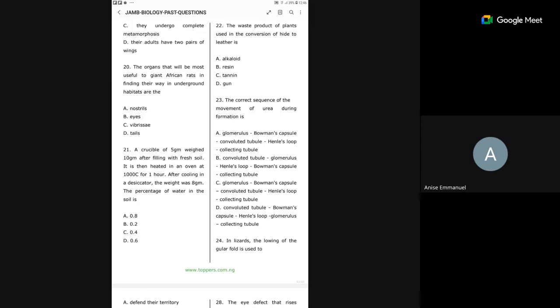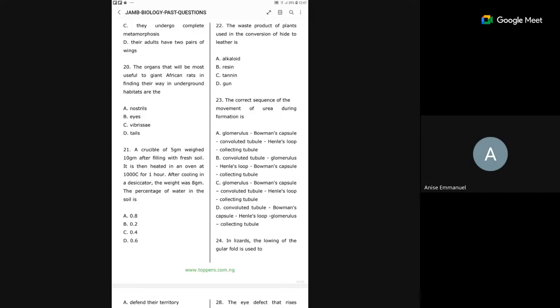Then after heating the crucible in an oven, we now had to weigh the crucible again, and we saw that the weight came down to 8 grams. Means that the crucible has lost 2 grams.